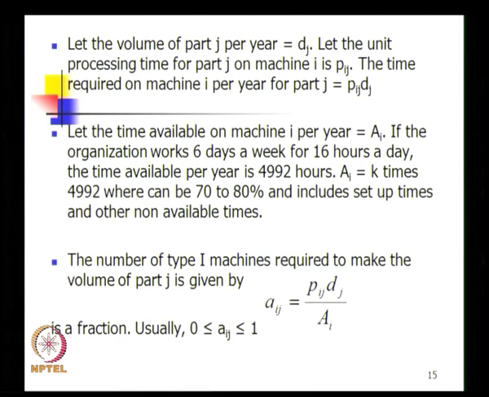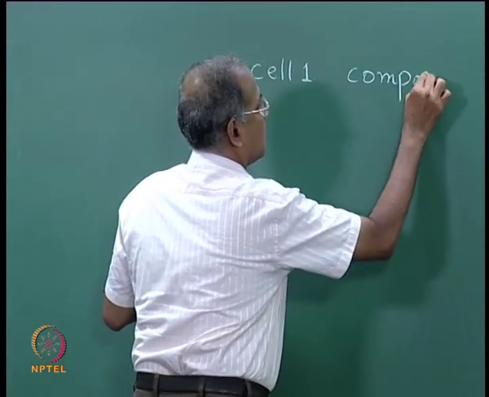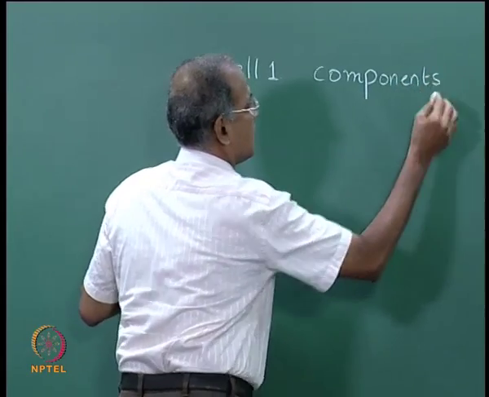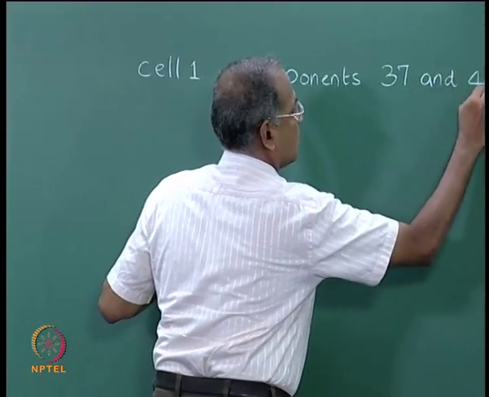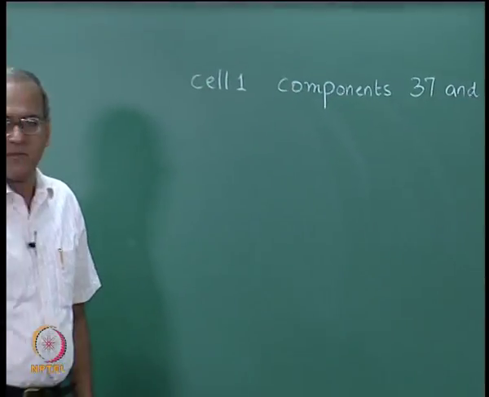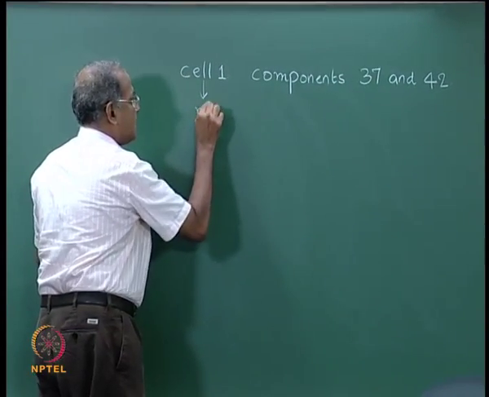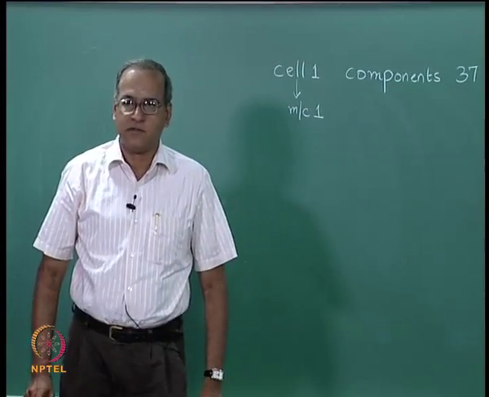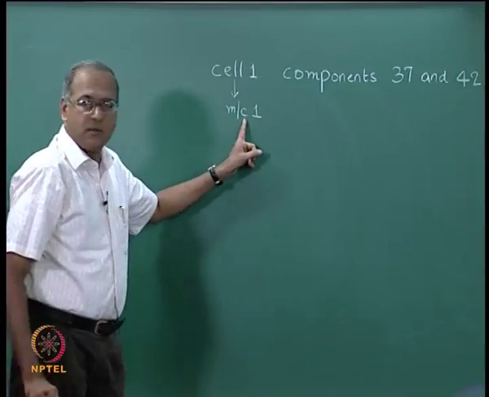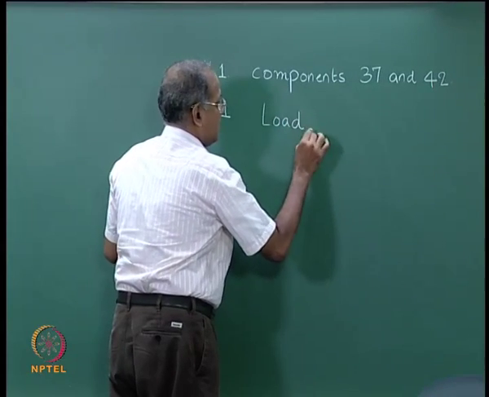So, let us take the case of cell 1, which has components 37 and 42. Cell 1 has machine number 1 that has components 37 and 42 visiting. So, what is the load on machine 1 in cell 1?